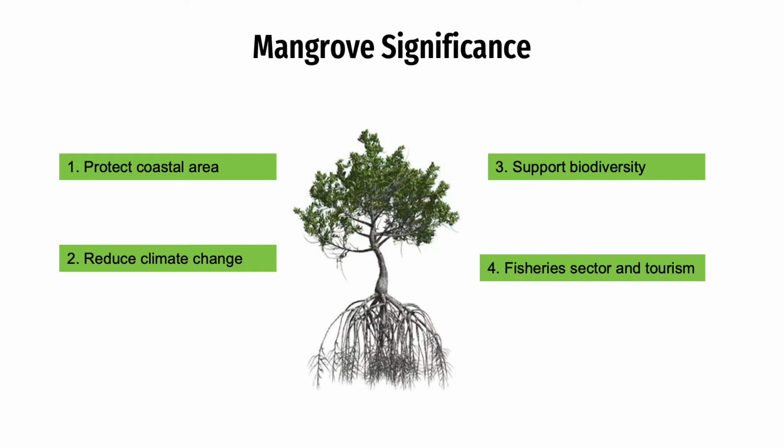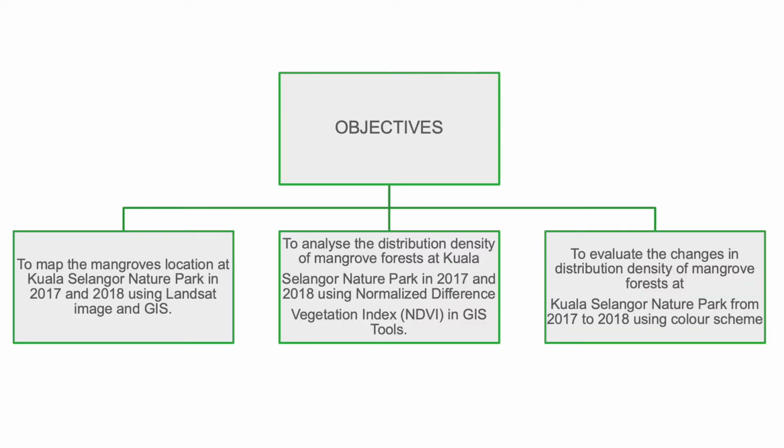Next is the objective. So the first objective is to map the mangrove location at the Kuala Selangor Nature Park in 2017 and 2018 using Landsat image and GIS, and the tool is GIS.